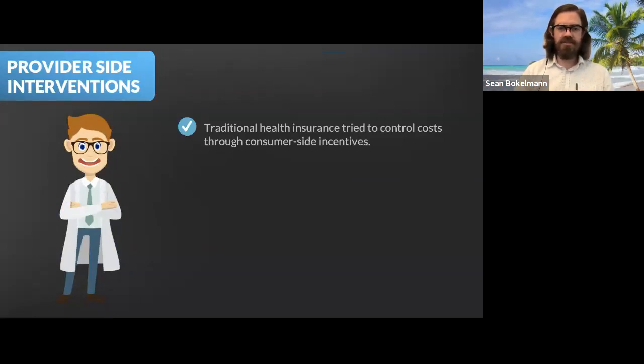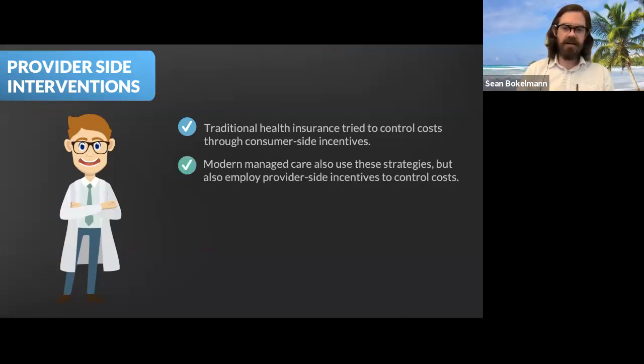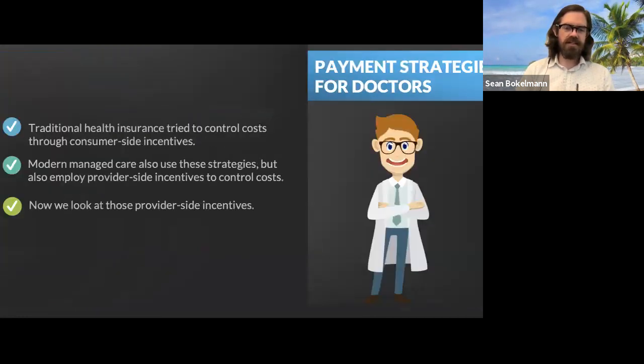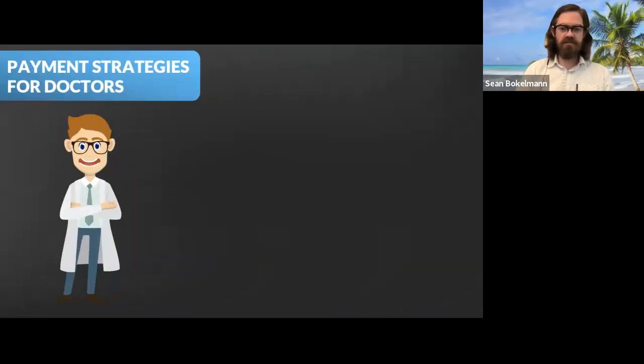So traditional health insurance has tried to control costs through sort of the consumer side of things, providing consumers with incentives to reduce costs. But modern managed care, in addition to using these strategies on the consumer side, is also beginning to employ some provider side incentives. So that's what we're going to look at. So the first thing, with which we've seen a little bit before, are different types of payment schemes for doctors.